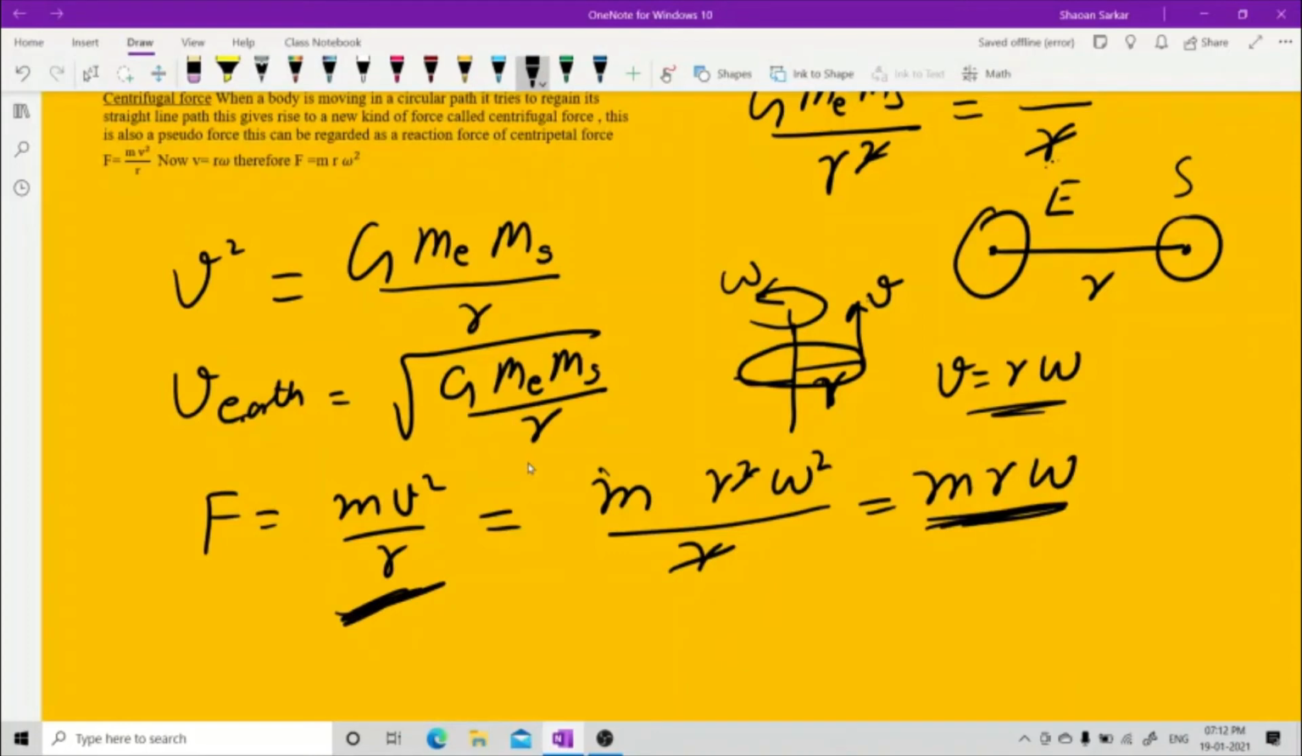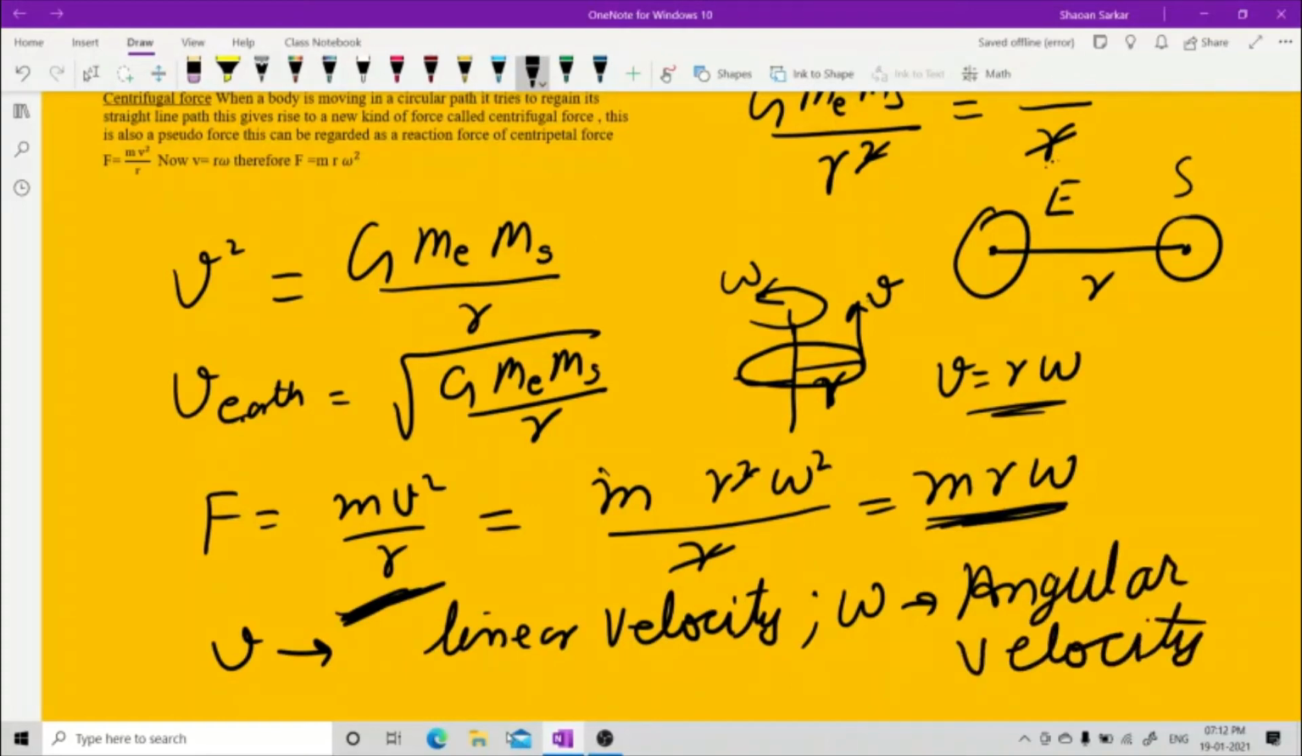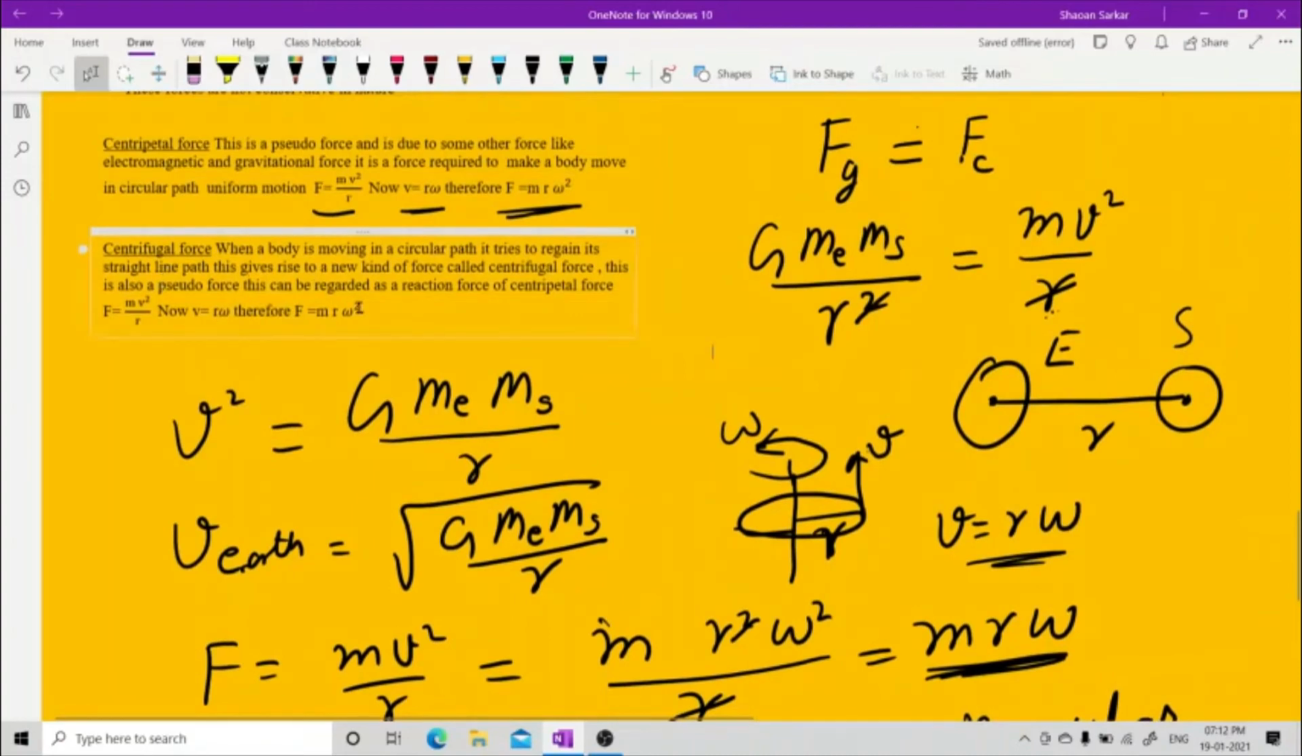This v is called linear velocity, and this omega is called angular velocity. I hope you have understood the relation between these two. Now the next point is, let us understand the centrifugal force.